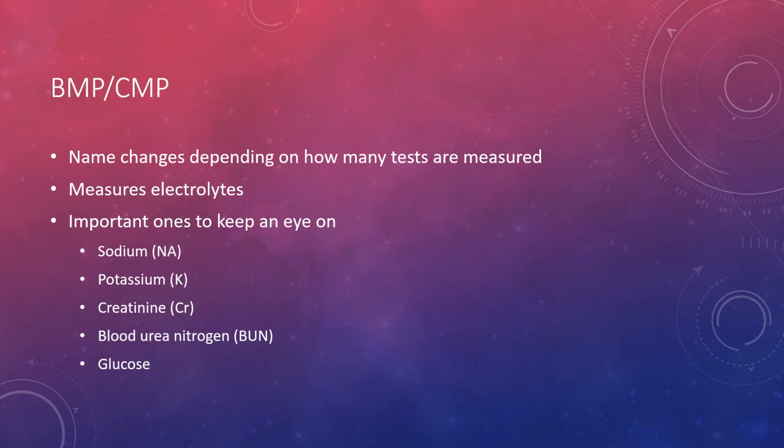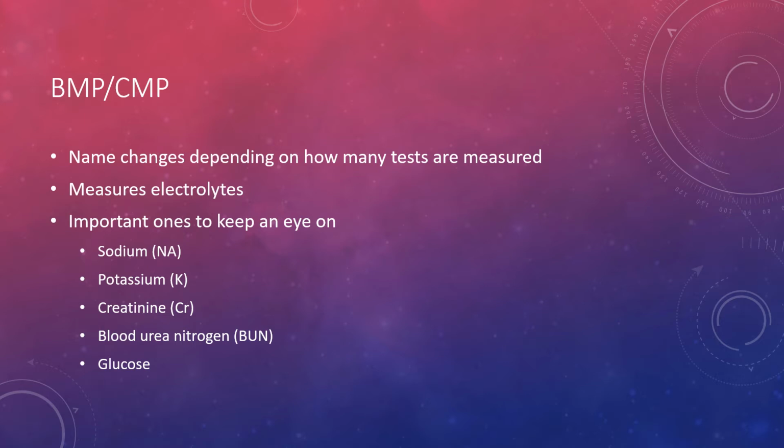Then we have BMP, CMP, so basic metabolic panel and comprehensive metabolic panel. The name changes depending on how many tests are being measured. Comprehensive will have a few more values reported than the basic metabolic panel does. All in all, it measures electrolytes, and important ones to keep an eye on are things like sodium, potassium, creatinine, blood urea nitrogen, and glucose.